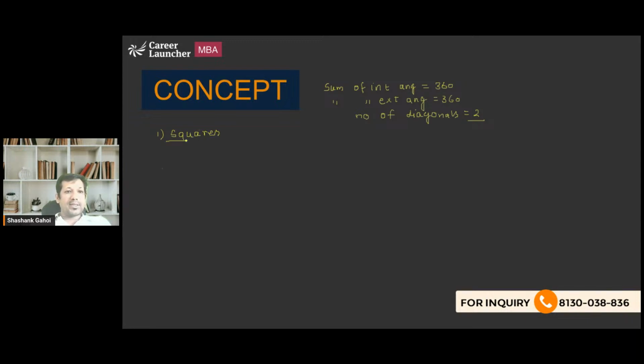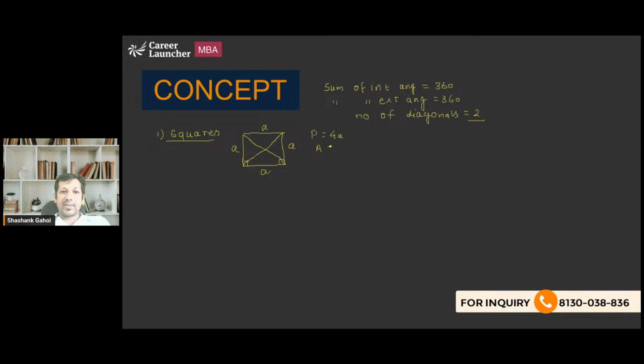A square is a four-sided polygon, and it is a regular polygon. Now what is regular? Regular means all sides are equal and all angles are equal. So this side is A, this side is A, this side is A, as well as this side is A. All angles are equal, which means all angles are 90. I am simply drawing the diagonals. The perimeter of a square is given by 4A.